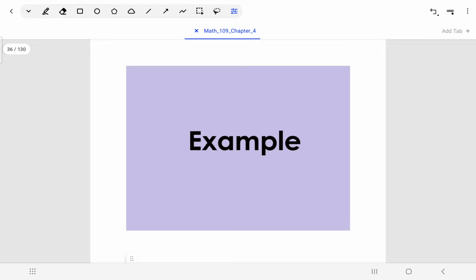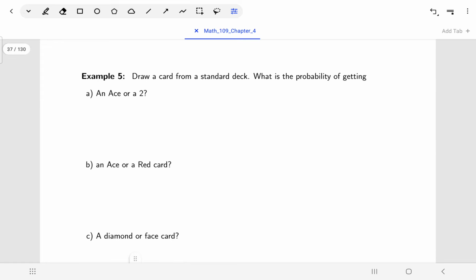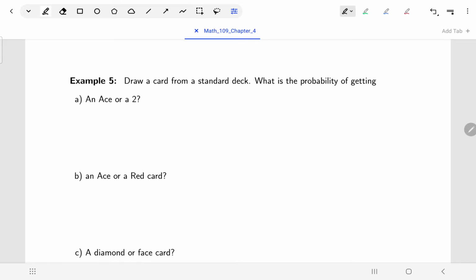Okay, let's use this inclusion-exclusion principle for the following. We are interested in drawing a card from a standard deck. So again, we are selecting one card at random. We know then it's a uniform sample space, with 52 things inside of it. And what we're interested in, for the first one, is the probability of getting an ace or a 2. So, probability of ace union 2.